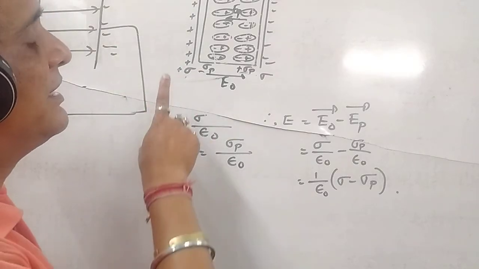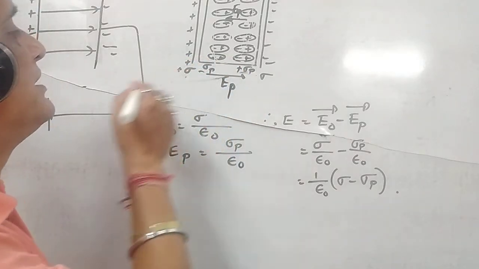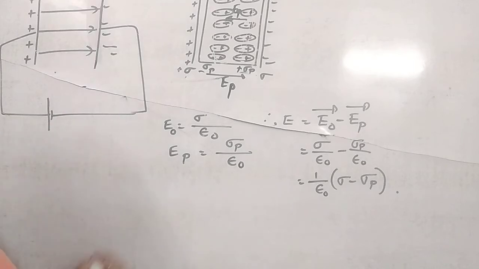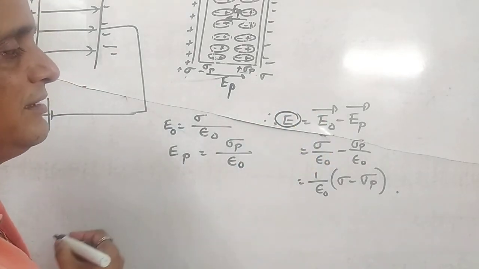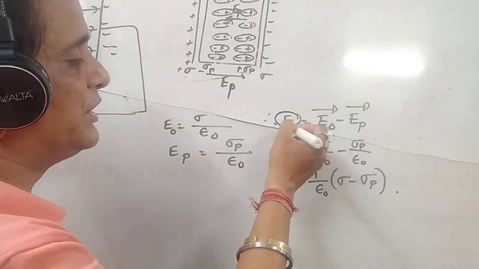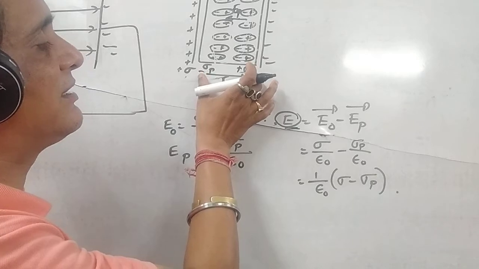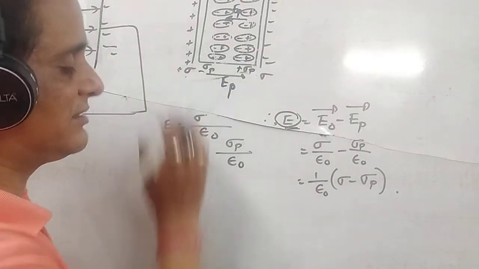What does it mean? It means that whatever electric field you were giving initially is now reducing, and it comes as E. Is it clear? This is the reduced value of the electric field when a dielectric is placed inside it.